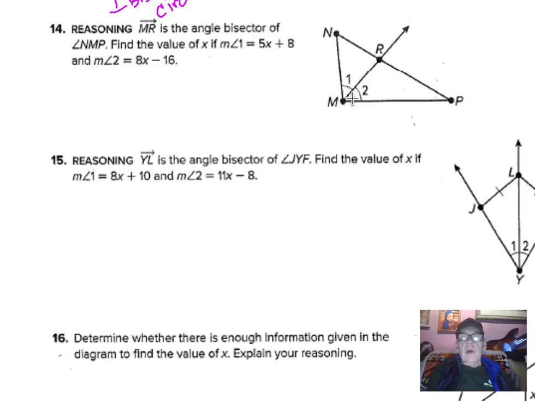MR is the angle bisector of angle NMP. They want us to find x. If the measure of angle 1 is 5x plus 8, and the measure of angle 2 is 8x minus 16, then angle 1 is congruent to angle 2. 5x plus 8 equals 8x minus 16. We're going to take 5x away from both sides and add 16 to both sides. So we get 24 is equal to 3x. x is equal to 8. And they want us just to find the value of x. So x is equal to 8.